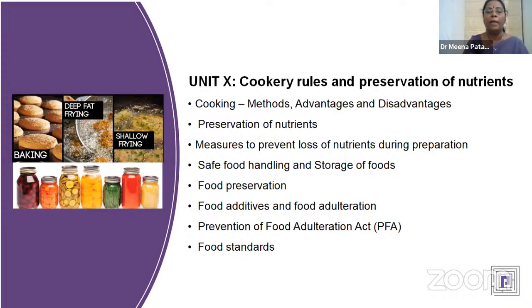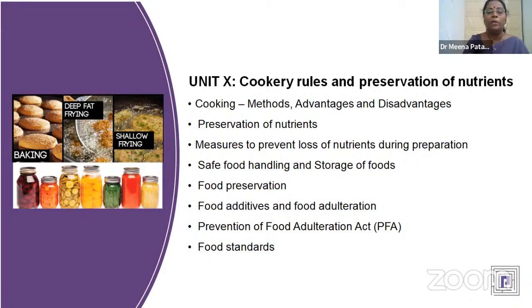Then safe food handling and storage of foods, food preservation, food additives, and food adulteration. Very common nowadays. Various foods that we consume, from milk and oils to the spices we use in daily life, are very much affected by the adulterants used. That is why people say that whatever food we are eating now is food without any nourishment, because these adulterants have a very deleterious effect on our system in various ways, which I cannot explain to you right now.